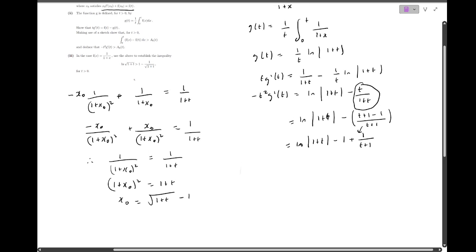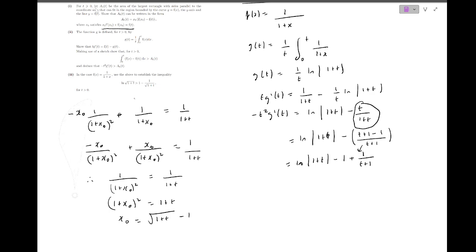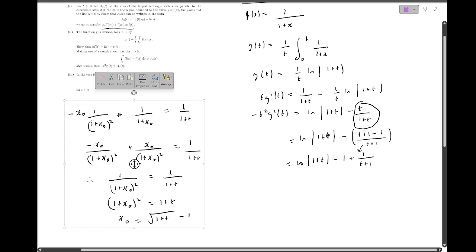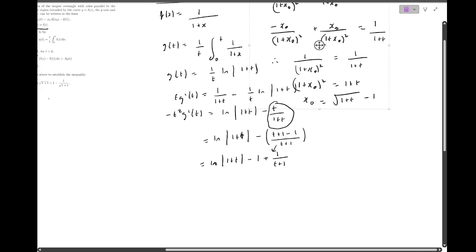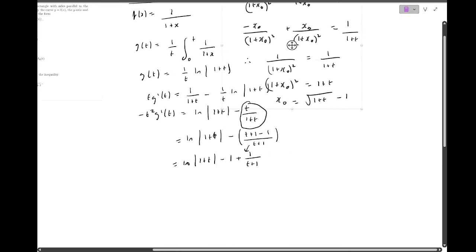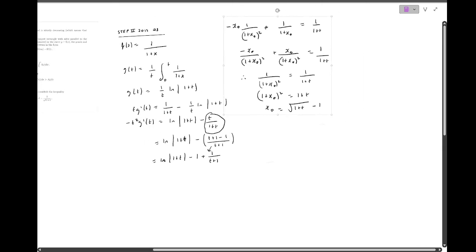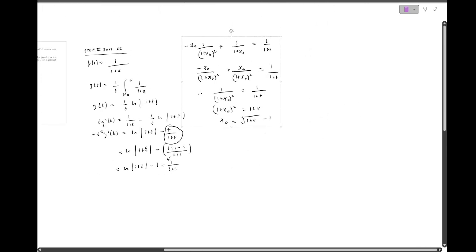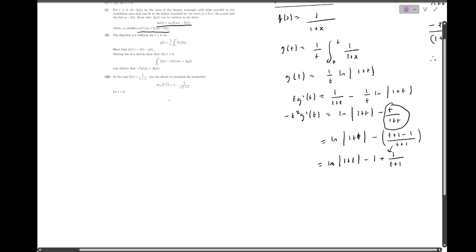Okay, so now we've got x0 in terms of t, we can rewrite a0 of t as a function of just t itself. So I'm going to move this over here, and then I'm going to try and write this as just t. So I'm going to move on to the left-hand side again.